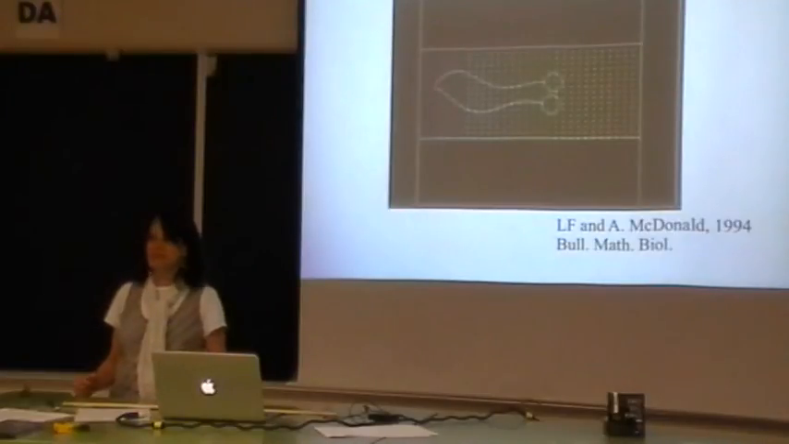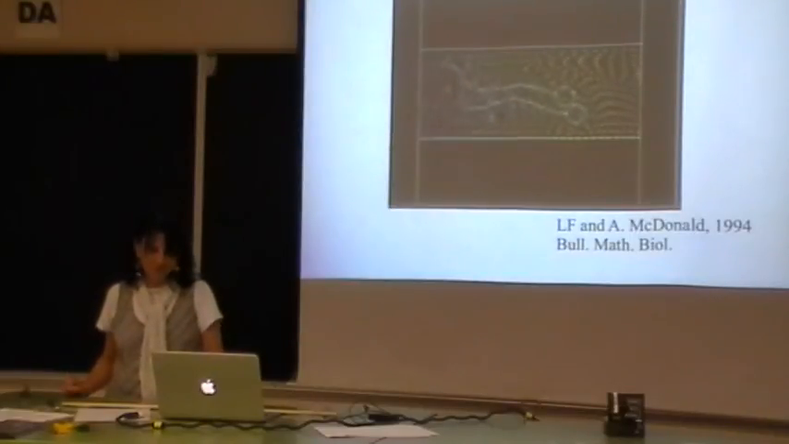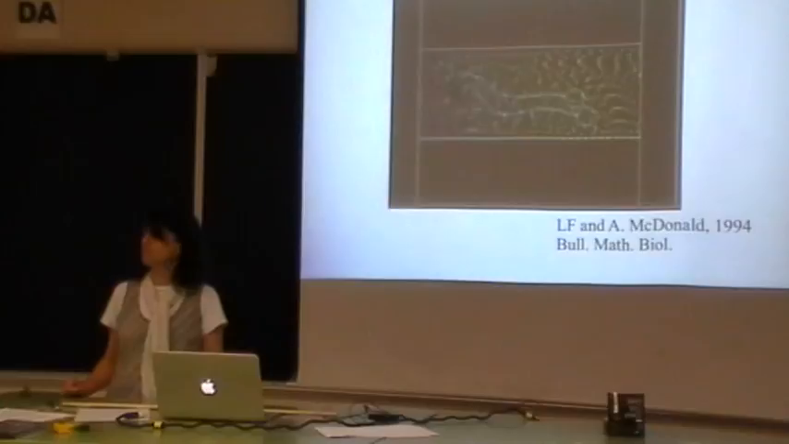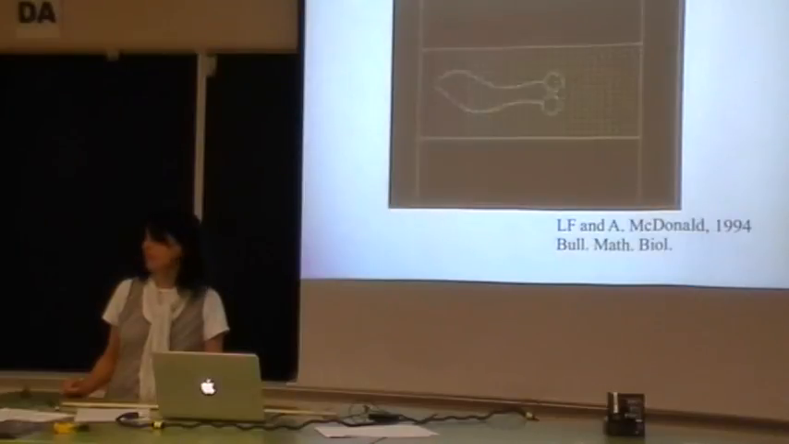Okay, and I think this is 1994. This is when it wasn't in vogue to study low Reynolds number swimmers, but since then there's been a lot of work done on looking at swimmers near walls and in 3D and so on.